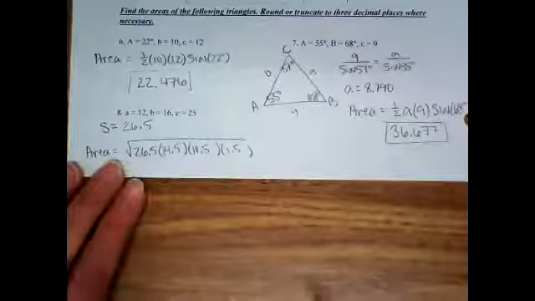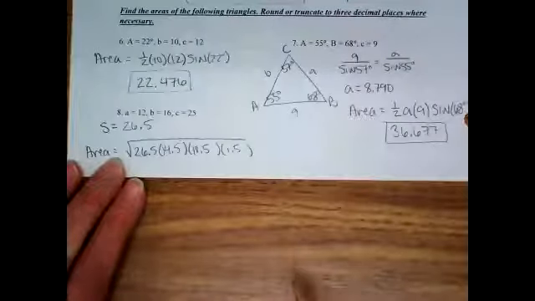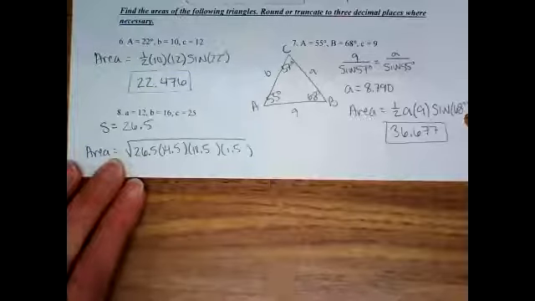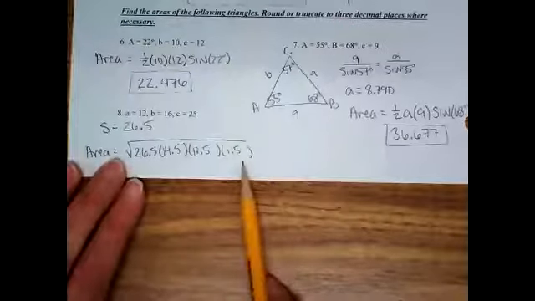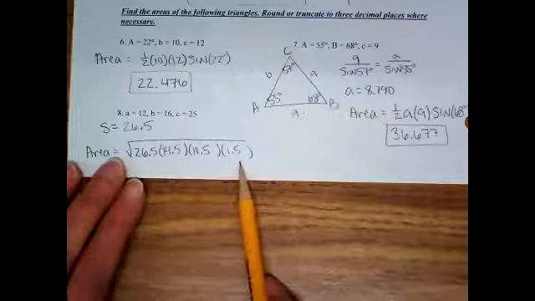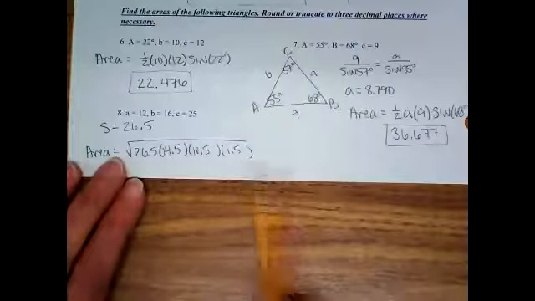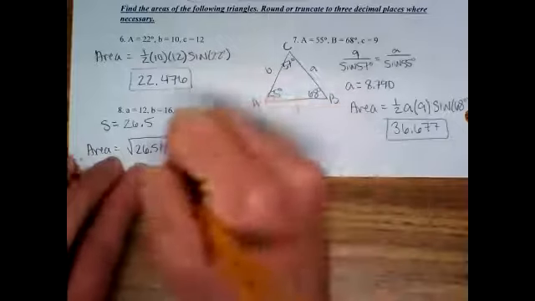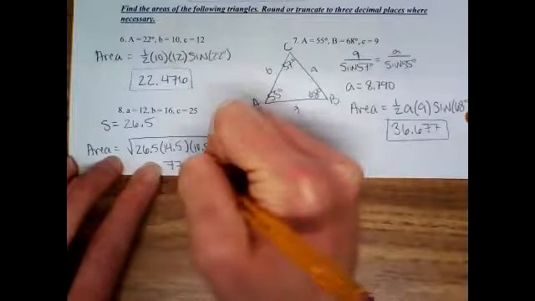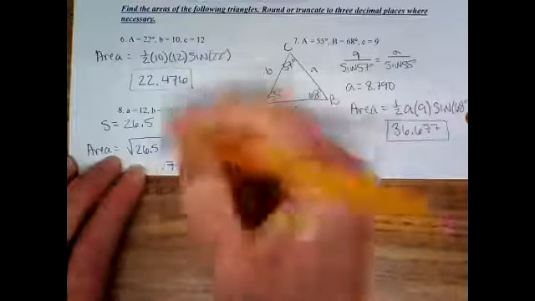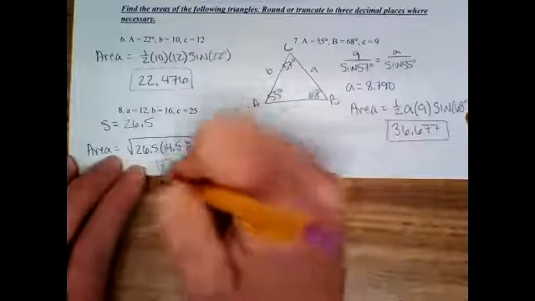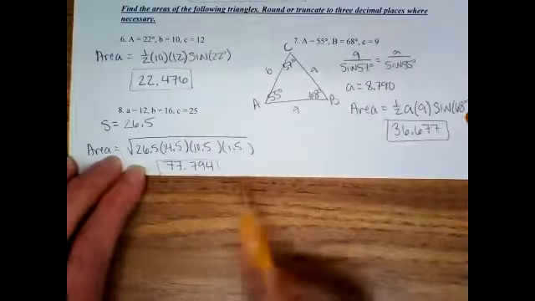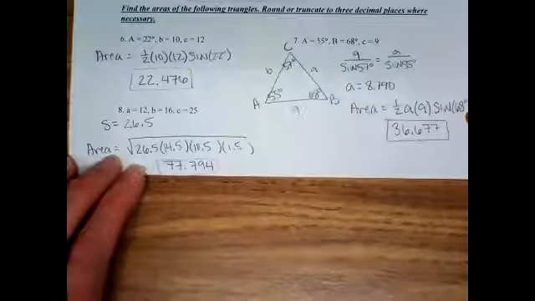So what would be the area for this one? Oh, I got a bigger number than that. Yeah, I got 77 and some change. Did anyone else get 77? You probably just forgot the 1.5. 77.794. Again, I didn't put units in this, but say the units were inches, then this would be inches squared since it's an area.